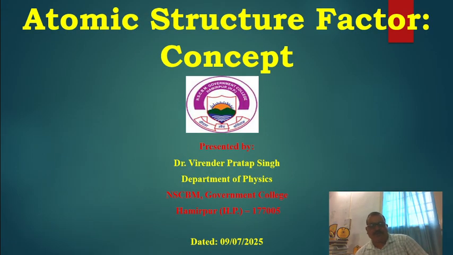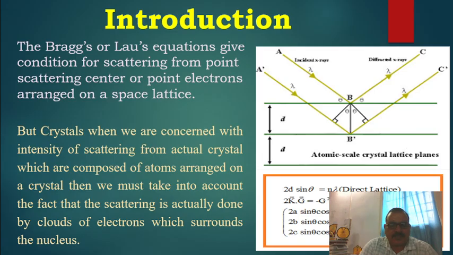So the topic is atomic structure factor. Basically, why is this topic of concern? Because when we go through the XRD analysis of any material, we know that we generally use copper K alpha as the X-ray beam. At your esteemed institution, the XRD machines use this wavelength, 1.54 angstrom.